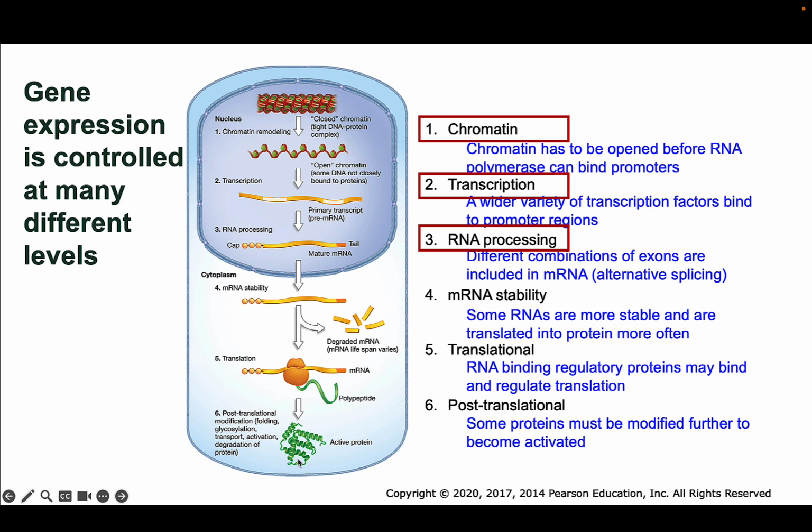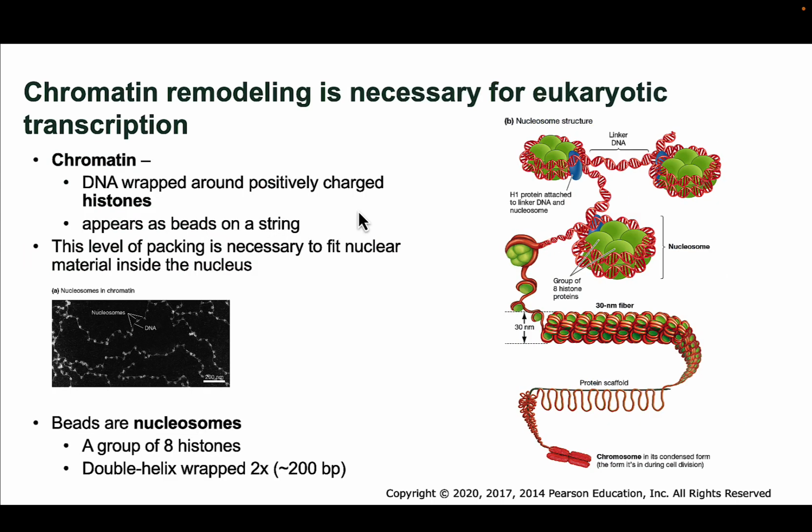Okay, so we're going to talk a little bit more about these first three steps: chromatin remodeling, transcriptional control, and RNA processing in eukaryotic cells, and how these contribute to differential gene expression. So let's dive into chromatin remodeling.